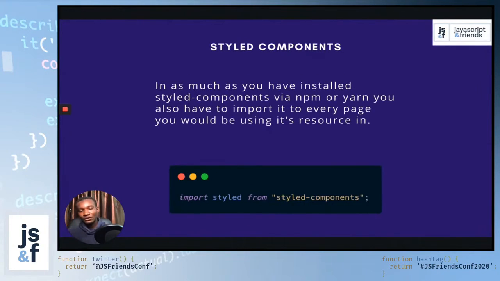Once you have installed it as a dependency, the next thing is to import it, because once it's installed, you still have to use it in every page. You have to import it in every page that you want to use this resource in. So using import styled from styled-components, that's basically how you get started. In every file, for example your index.js file, before you can use any styled-components syntax, you have to import styled-components itself if you are just starting out.